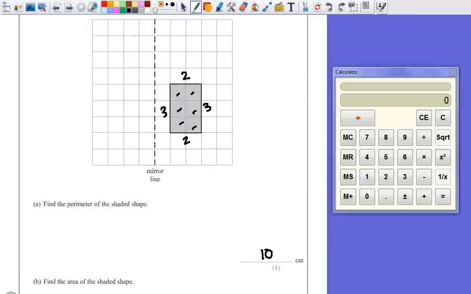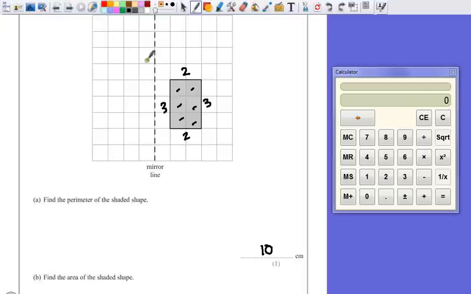Question C. Reflect the shaded shape on the mirror line. So we're going for a reflection question here. Now, the important thing with a reflection is this, that every vertex, every point of this shape has to be reflected. It needs to be at 90 degrees to the mirror line and needs to be the same distance away from the mirror line. If you've got tracing paper, this is really easy because you could just trace the square and flip it over. If you don't have access to tracing paper, this method will work for any shape.